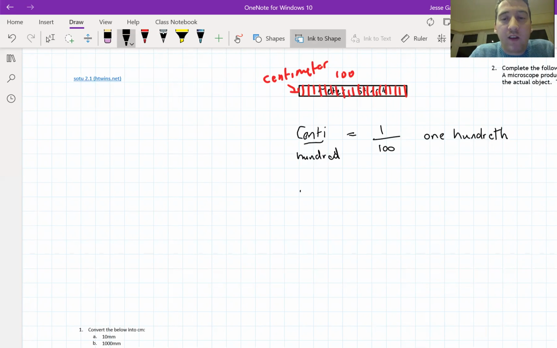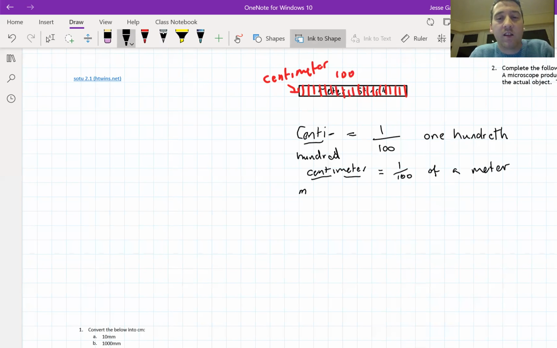So what we do is we take the word centi and we put the word meter after it. So a centimeter. Centi is 1/100th, meter is, well, we know the size of a meter. So a centimeter is 1/100th of a meter.